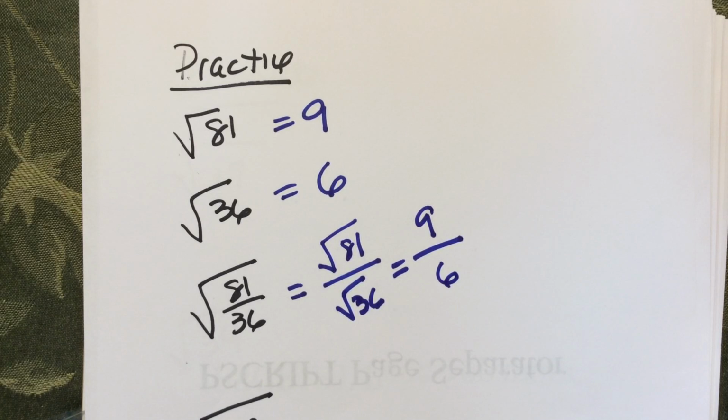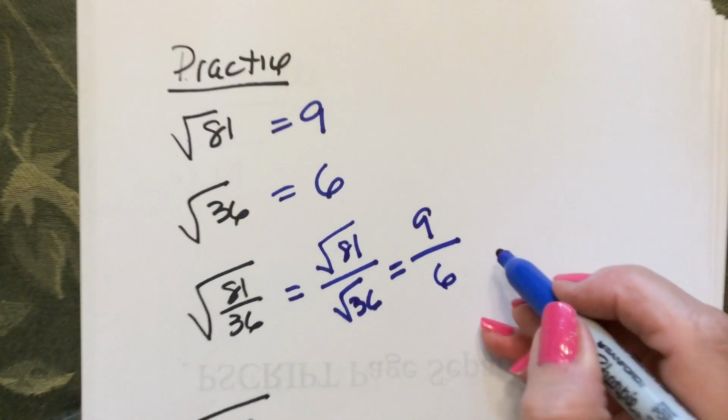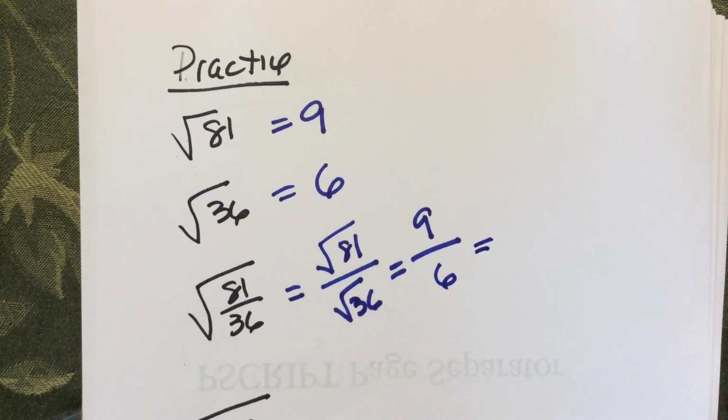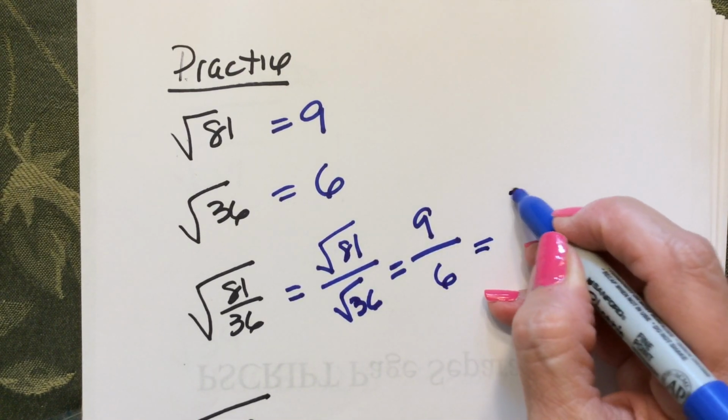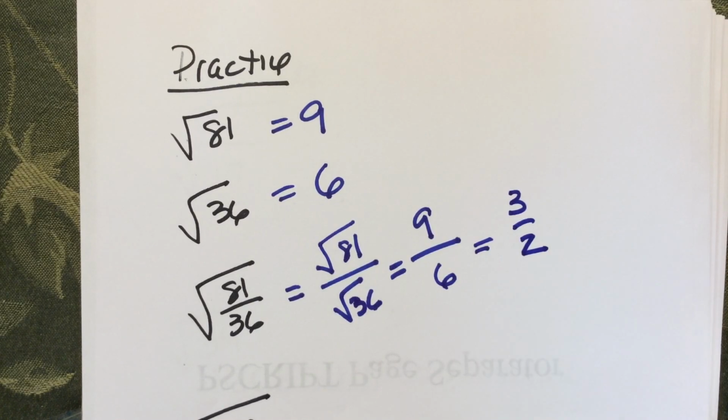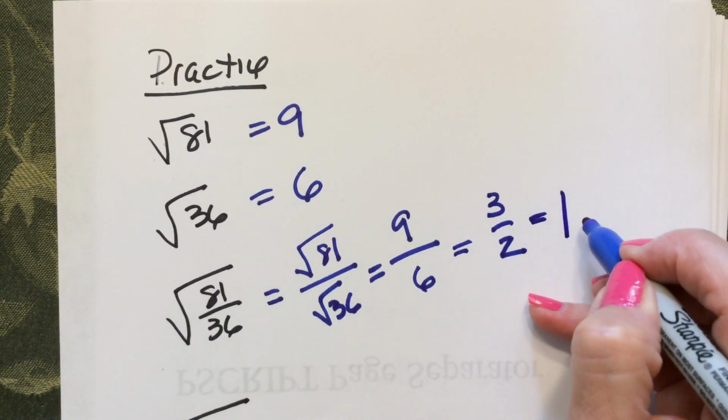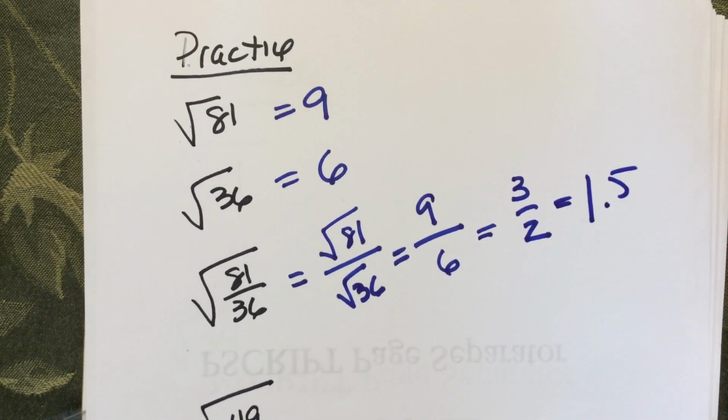And now, again, remember you graduated out of 5th grade. So what we're supposed to do here is reduce this. Let's divide the top and the bottom by 3, and I get 3 over 2. I can say 1.5 if I want, or 1 1/2 as a mixed number.